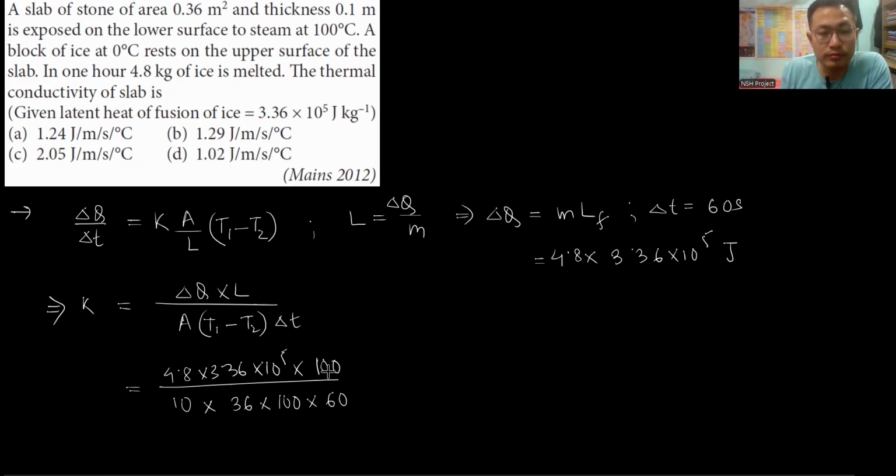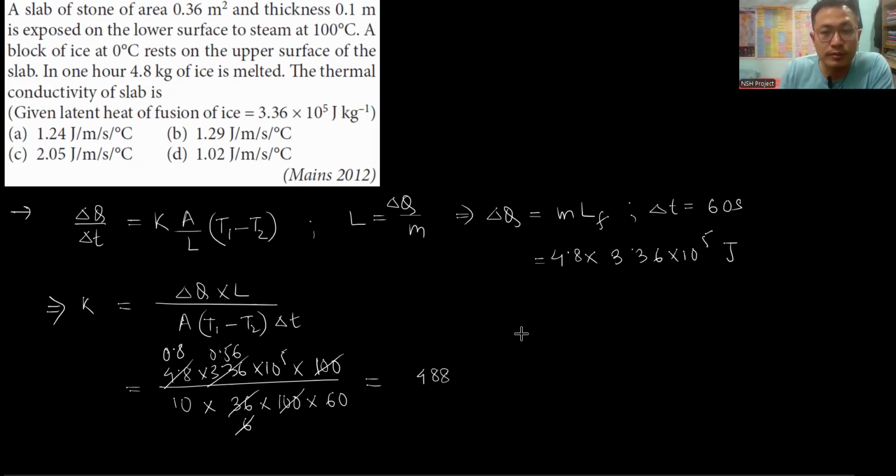Now the answer: 100 and 36, 3.36 times 0.56 into 8, which gives 488.